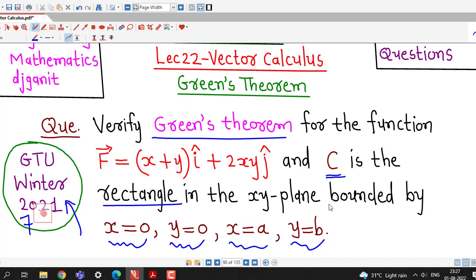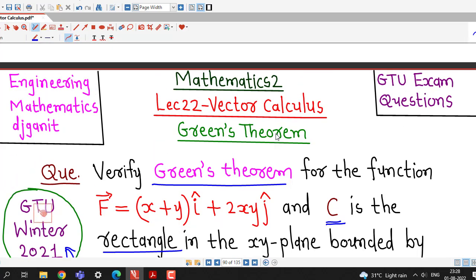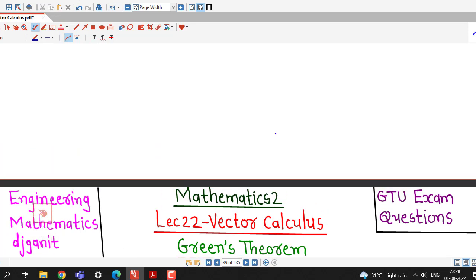Here we have to verify Green's theorem and it is not specified which form we have to verify. So whenever it is not specified, we will use the tangential form of Green's theorem, which is also known as circulation form.